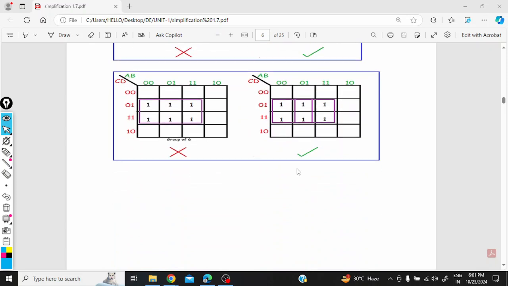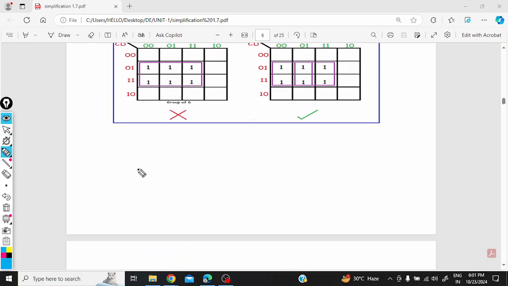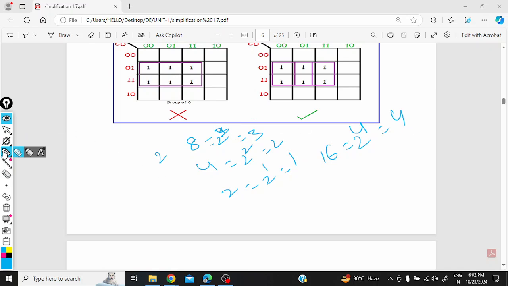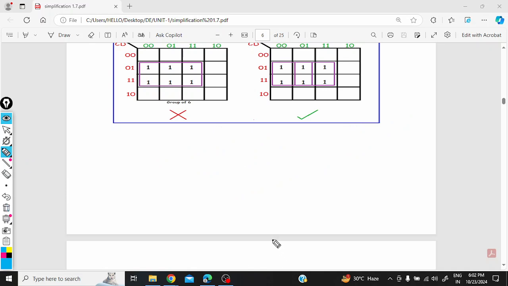By grouping only, I can reduce the number of variables. If I am able to group eight ones together, that is 2 power 3, which means I am able to remove 3 variables from my expression. If I am grouping 4 cells together, that is 2 power 2, which means I can remove 2 variables from the expression. If I am able to group 2 cells, that is 2 power 1, which means I am able to remove 1 variable. If I am able to group 16 ones together, I am able to remove 4 variables from my expression. So this is what you need to understand, how we are going to remove the variables from the given expression.